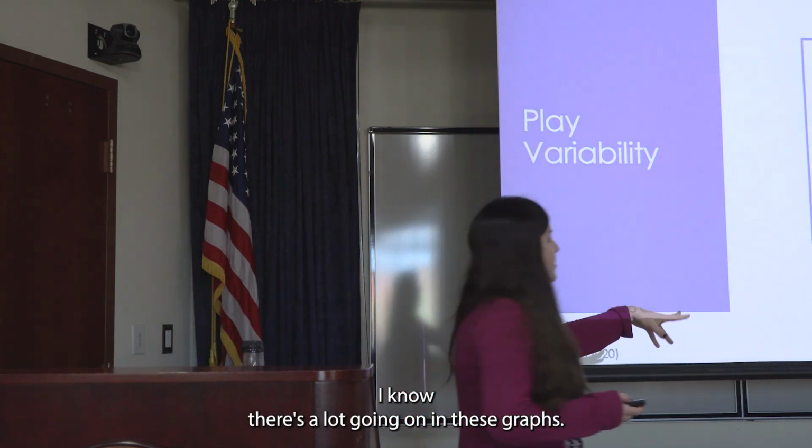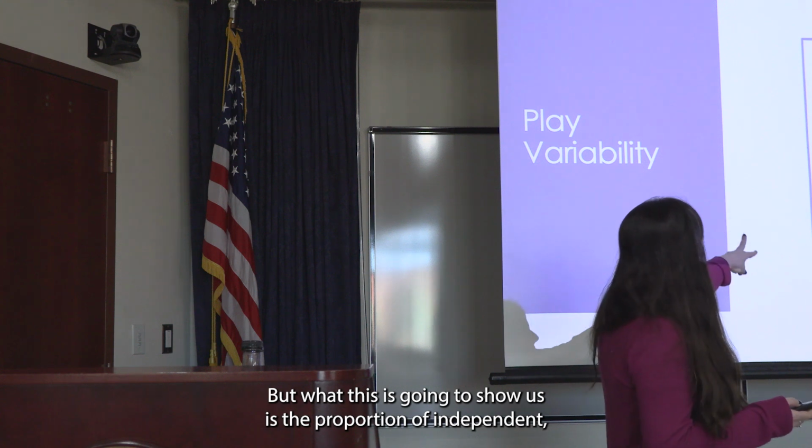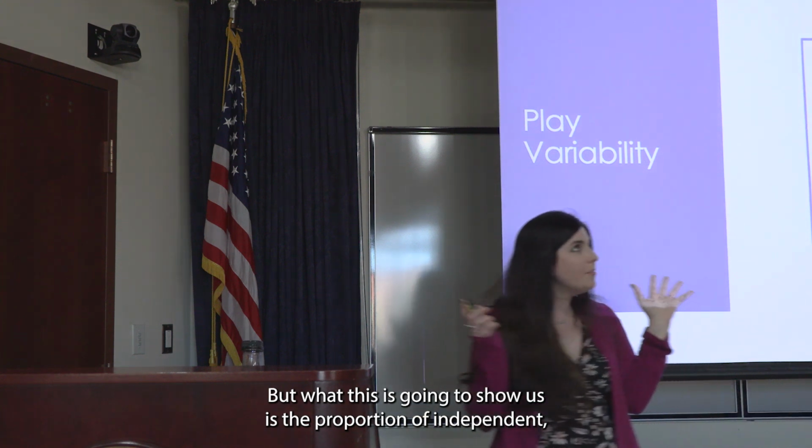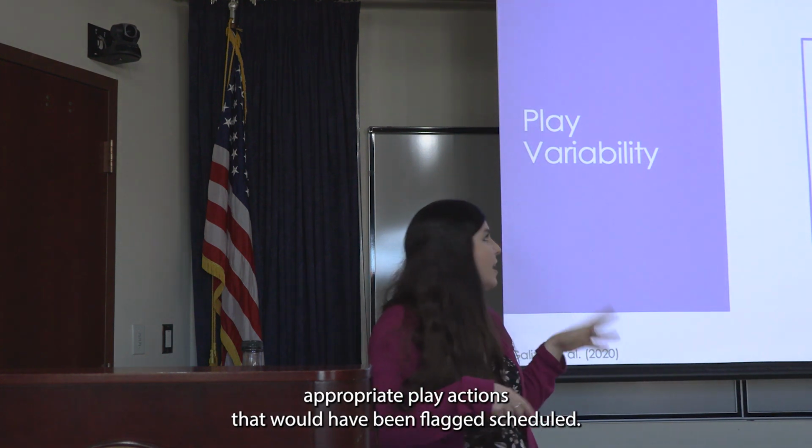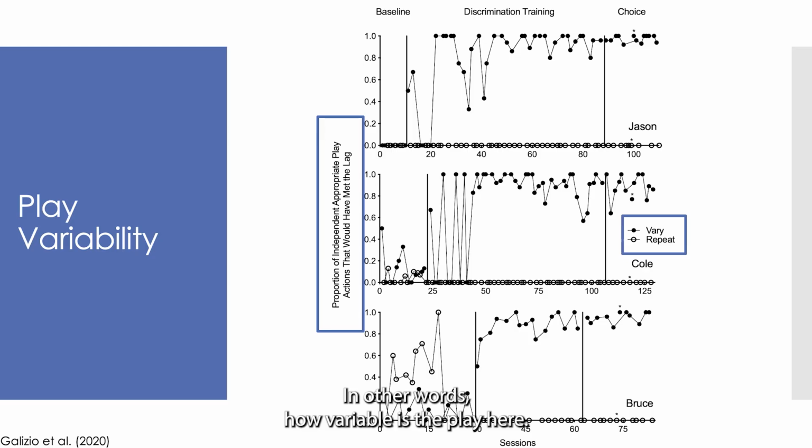I know there's a lot going on in these graphs, but what this is going to show us is the proportion of independent appropriate play actions that would have met a lag schedule. In other words, how variable is the play here. And you can see these are for the 3 different participants in this study. You're going to see that there are some data points that are filled and some that are open. Filled are for the vary condition, open are for the repeat condition.